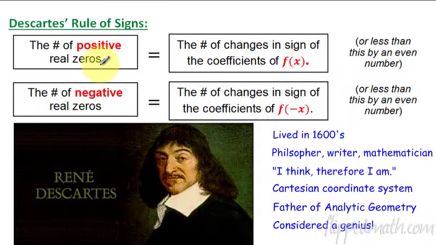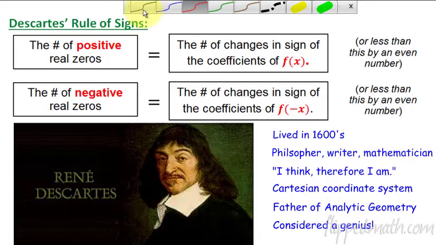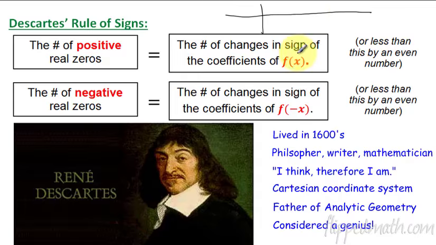So what is this thing up here? This positive real zeros, negative real zeros? Well, what he figured out was that when you have a coordinate system and this polynomial, the number of times it's going to be on the positive side versus the negative side of the y-axis for the x-axis has to do with the number of changes in sign. Okay, so let's get this written down and I'll show you an example of how this works.